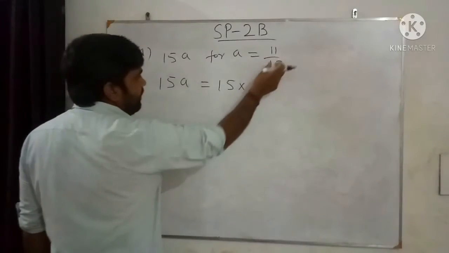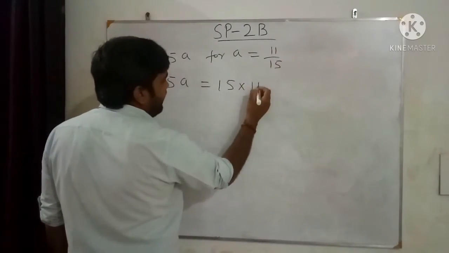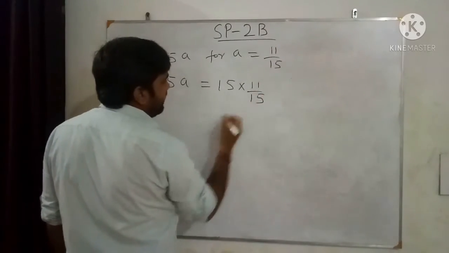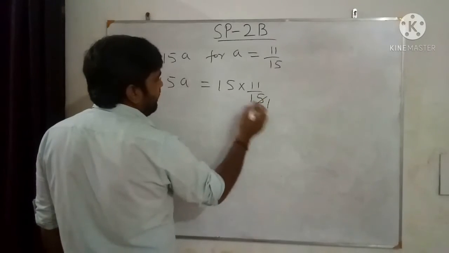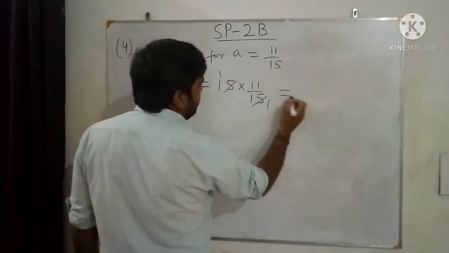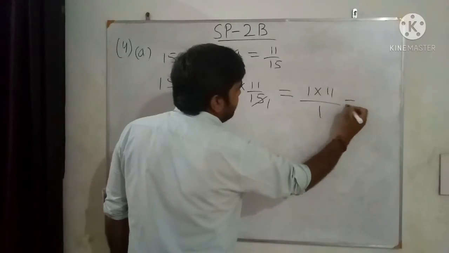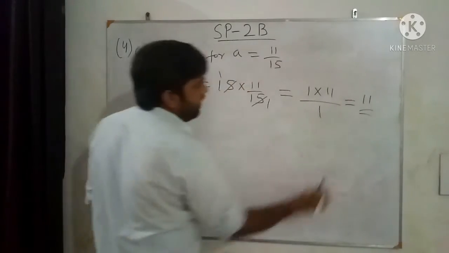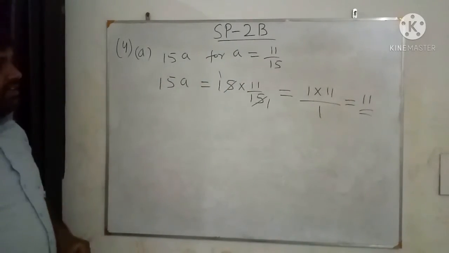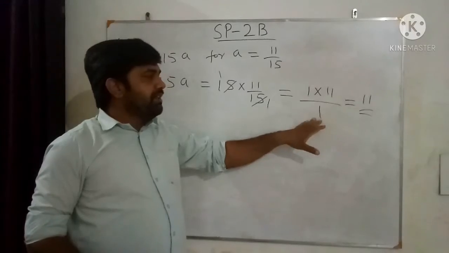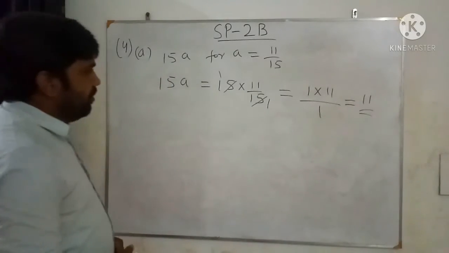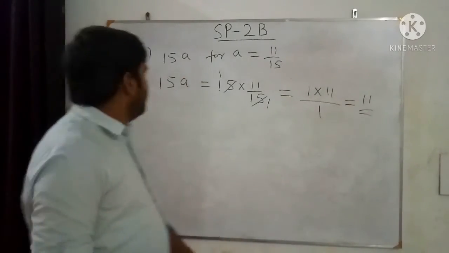So the value of a we substitute here. The value of a is 11 by 15. Now see, 15 and 15 both cancel. So what did you get? 1 multiply 11 divided by 1. That is 11, the answer. If the denominator is 1, we never write the denominator as 1. We do not need to write it. So when we divide 11 by 1, we get 11 only. That's why we are not writing it.